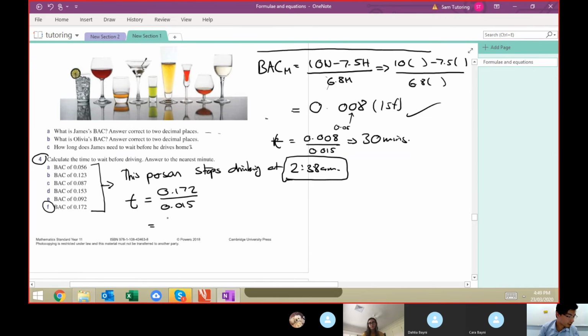Oh my goodness, really, holy moly. 0.015. Yeah, that's a lot. You get 11 hours and then 28 minutes, and you just add that on to the time. Yep, that's correct. You add this time onto that, and then that's when the person will be able to drive again. You could do that on the calculator by doing answer plus 2 arrow.